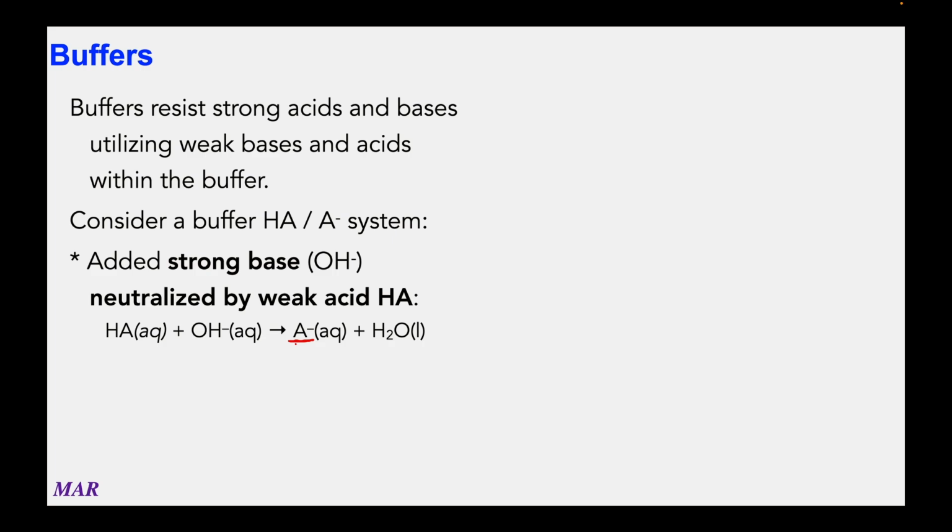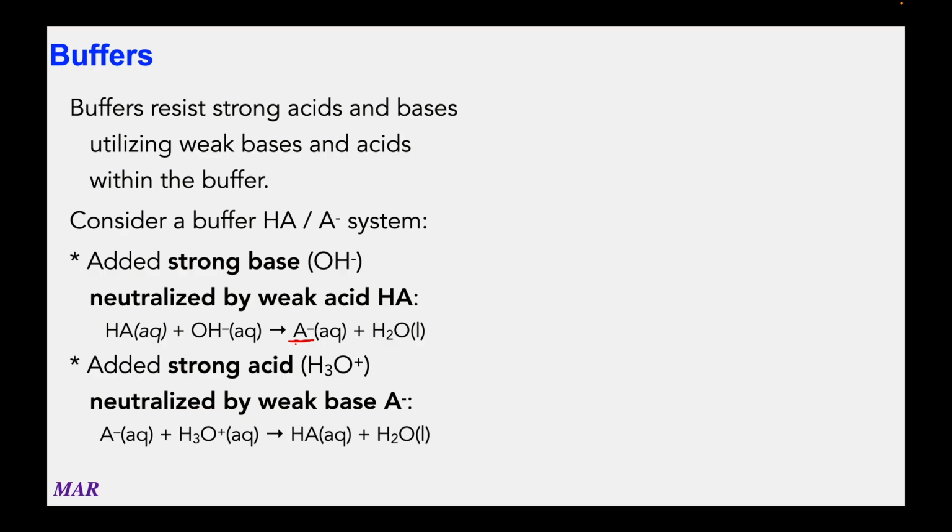So adding hydroxide makes more of the weak base. And we'll come back to this in a little bit. Now, if you add a strong acid, which is a source of H3O+, to your buffer, the weak base, A-, steps up and neutralizes it. However, in the process, you end up making more weak acid. So notice that the strong base ended up making more weak base, and the strong acid ended up making more weak acid. So there is an effect on pH, although it's not quite what the strong acid and the strong base probably intended.